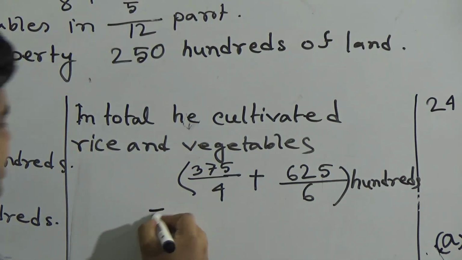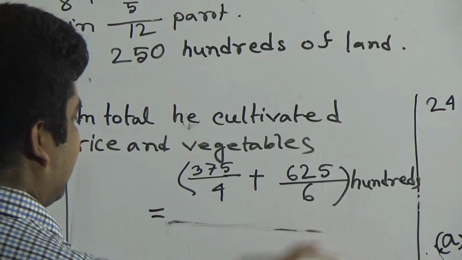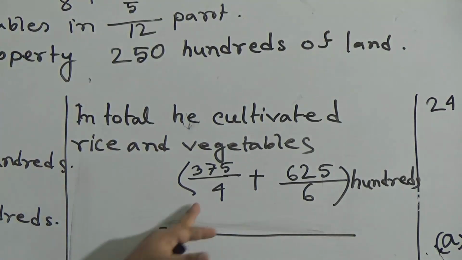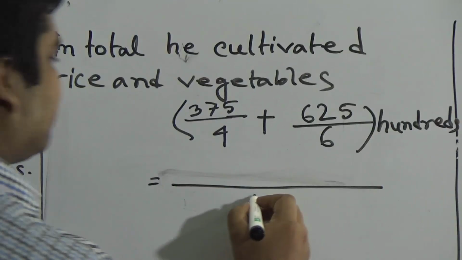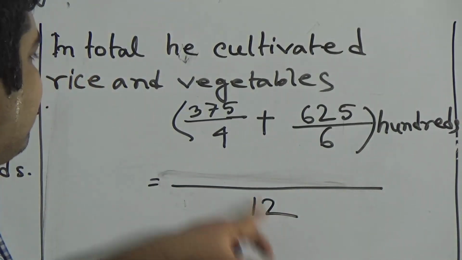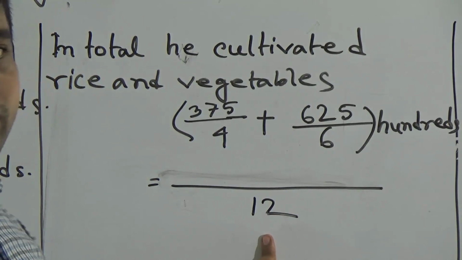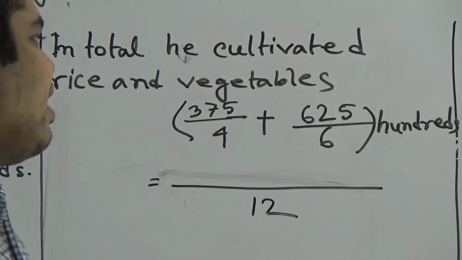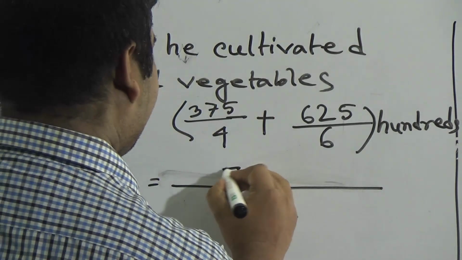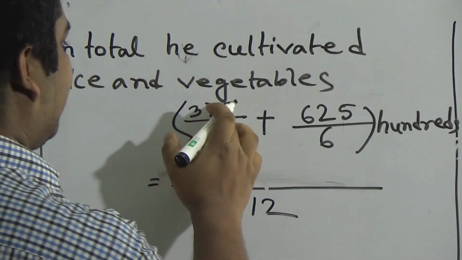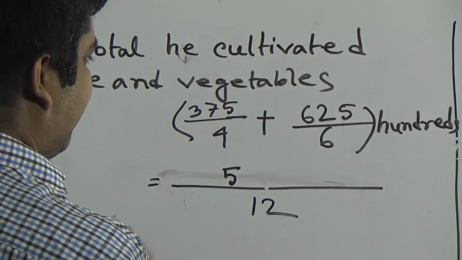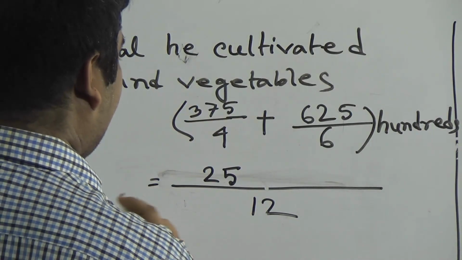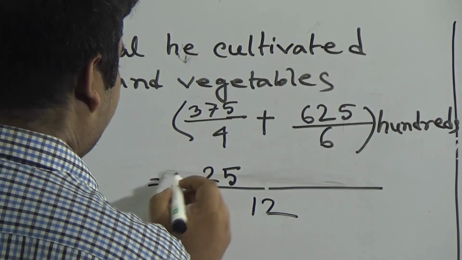Now we add this. Here you notice, first of all, we find the LCM of 4 and 6. The LCM of 4 and 6 is 12. So in 12, 4 goes in how many times? 4 goes in 3 times. So now we multiply this 3 with this 375. 3 5s are 15, carrying 1. 3 7s are 21, and 1 is 22. And 3 3s are 9, and 2 is 11.